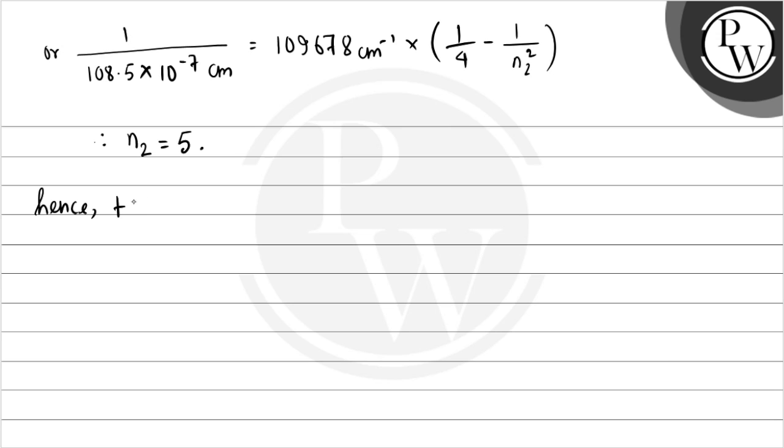Hence the excited state of helium plus ion is n is equal to 5, and this is your final answer.